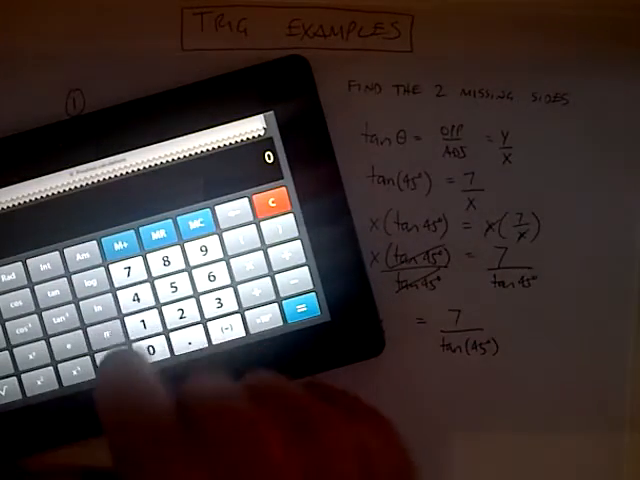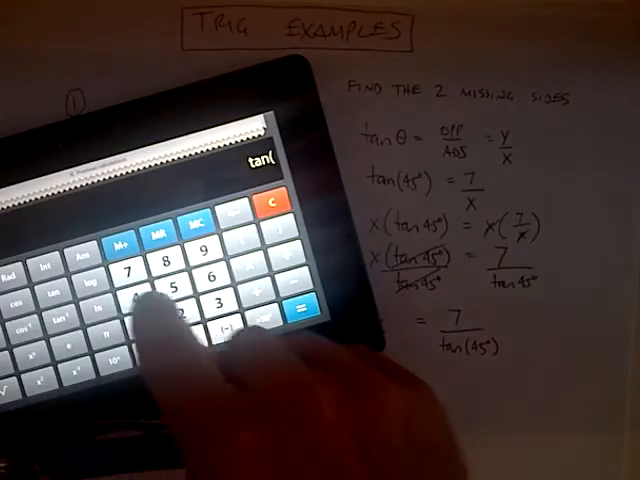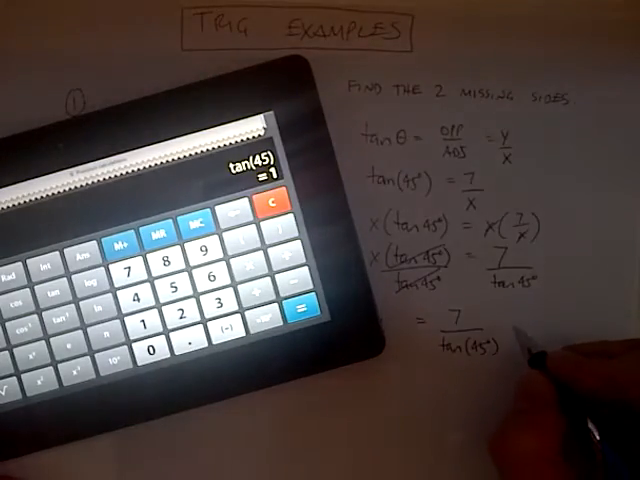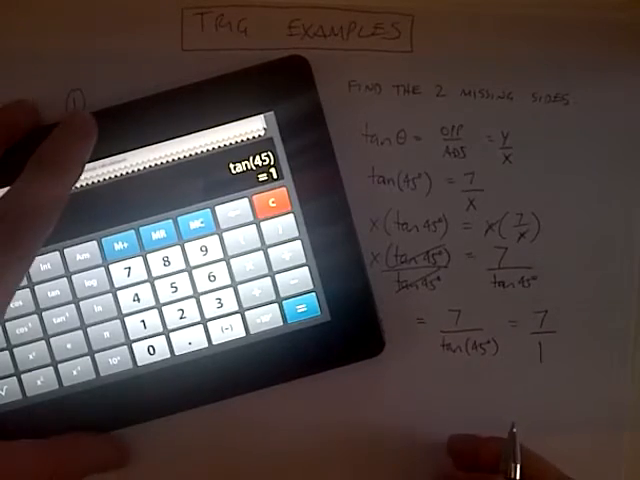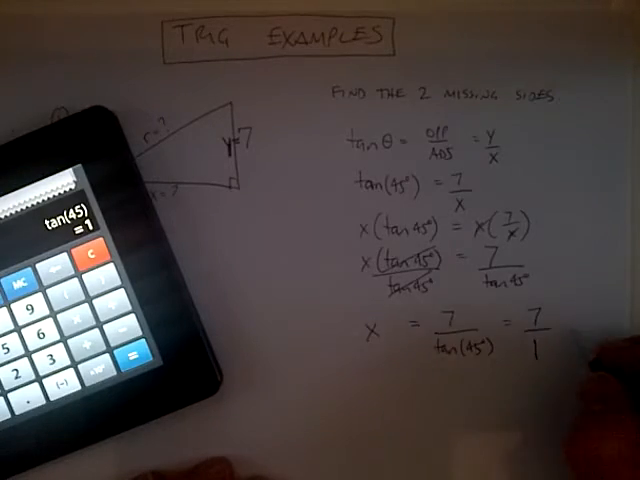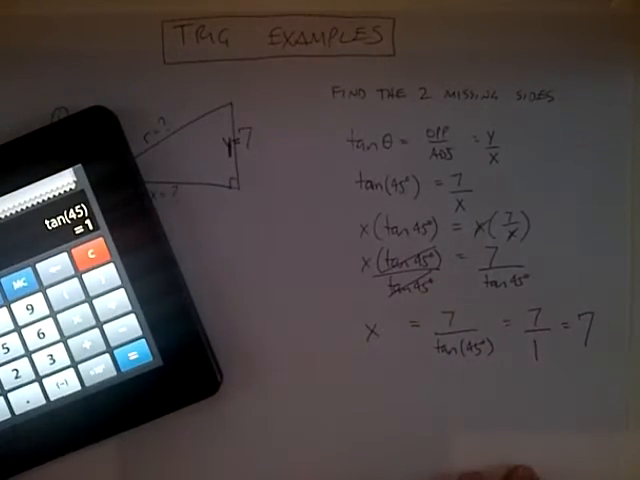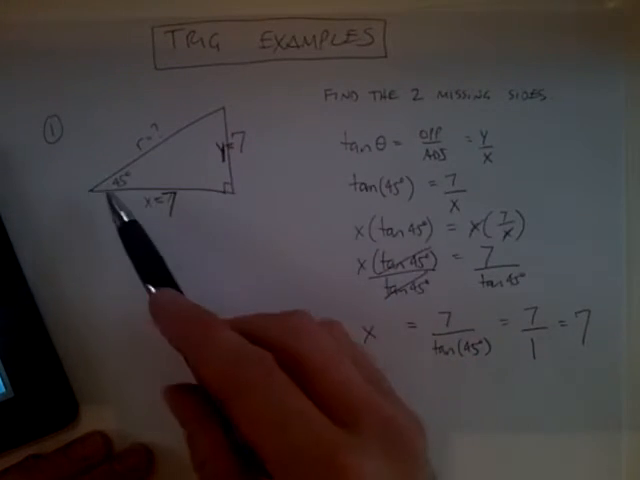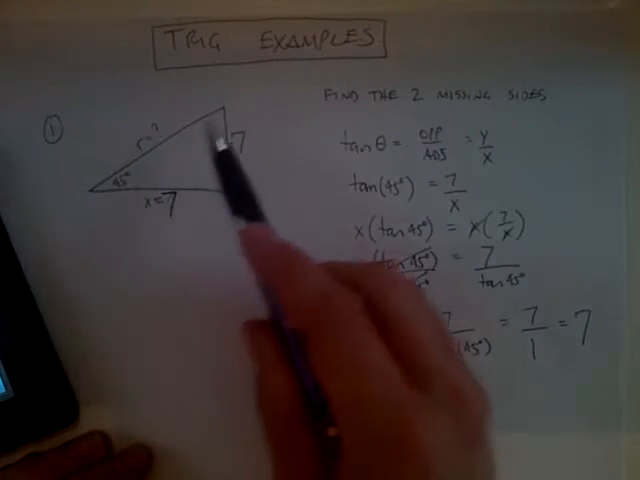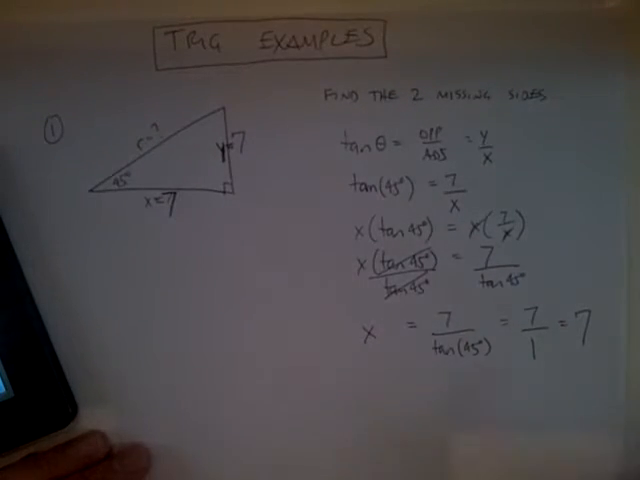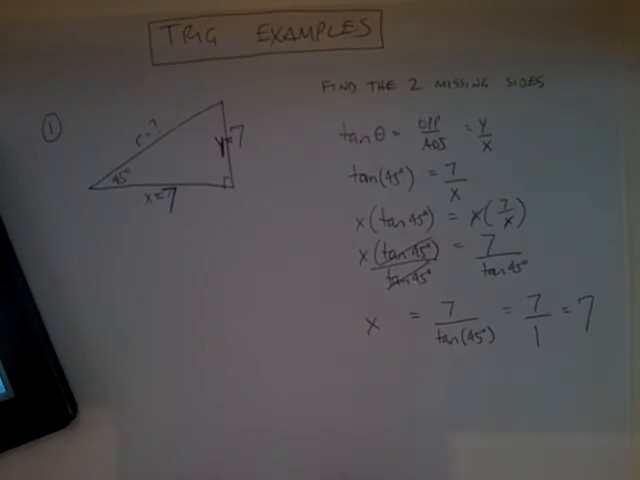So I say, where's tan? Tan 45 degrees. 1. So that's equal to 1. Equal to 7 over 1. Look at that. So that means X is equal to 7 over 1, which is equal to 7. So I now know that X is equal to 7. Which makes sense, because if this angle is 45 degrees, that other angle has to be 45. That means this side and this side should be the same. And look, they are. So are we done? Nope, we're not done because we haven't found that missing side yet.